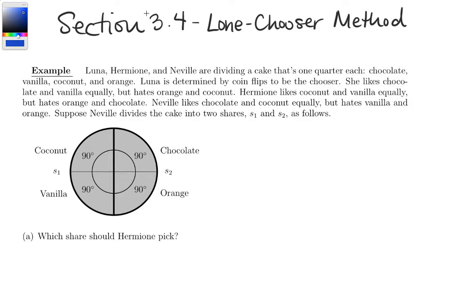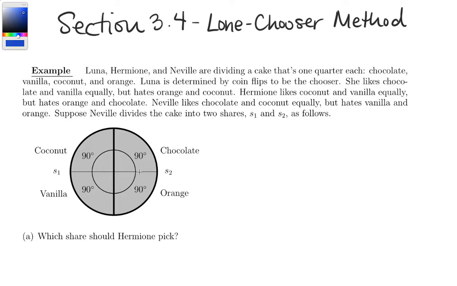Hello everyone, today we're going to be doing an example from section 3.4 of our textbook, which is about the lone chooser method. Hermione, Luna, and Neville are dividing up a cake, and this cake is 1/4 each chocolate, vanilla, coconut, and orange. So we see we've got a round cake, we're viewing it from above, and the full 360 degrees of that circle is divided into 4/4 of 90 degrees each.